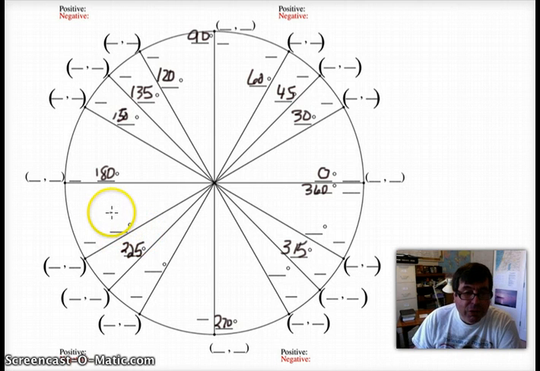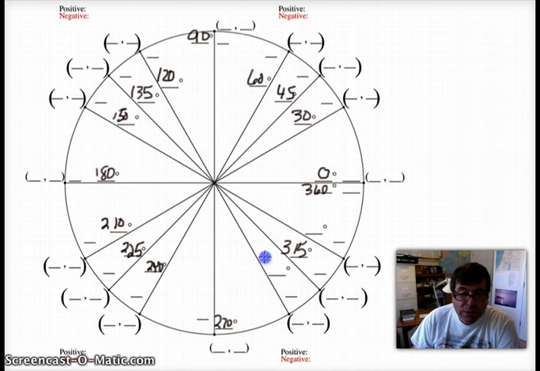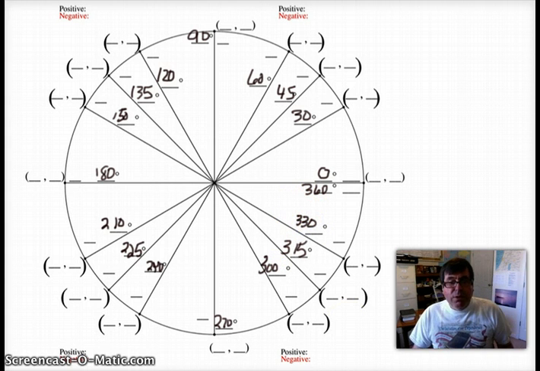Let's add another 30, that's 210. Let's add another 30, that's 240. Let's add another 30, that's 270. Let's add another 30, that's 300. Let's add another 30, that's 330. All right, so there are your angle measures in degrees.